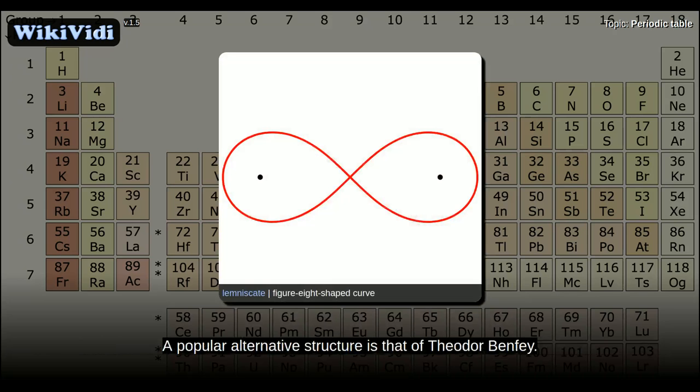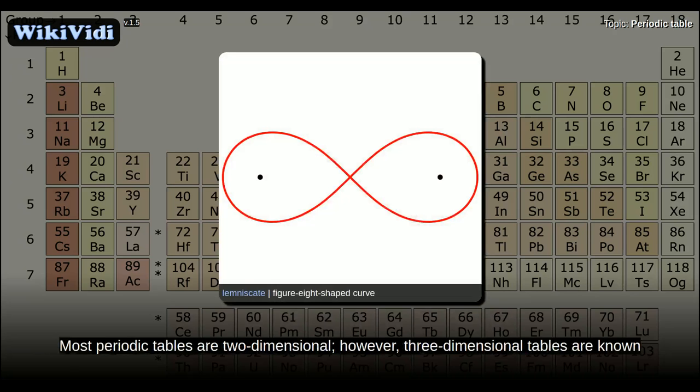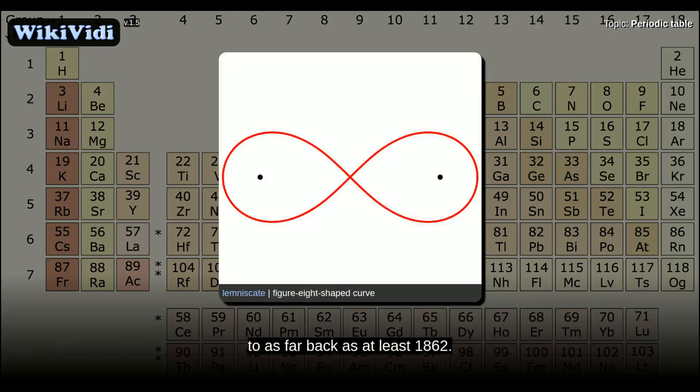A popular alternative structure is that of Theodore Benfey. The elements are arranged in a continuous spiral, with hydrogen at the center, and the transition metals, lanthanides, and actinides occupying peninsulas. Most periodic tables are two-dimensional. However, three-dimensional tables are known to as far back as at least 1862.